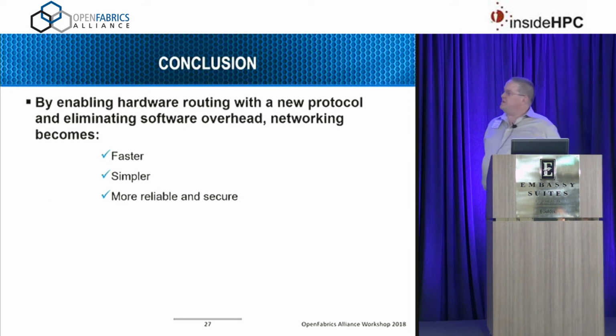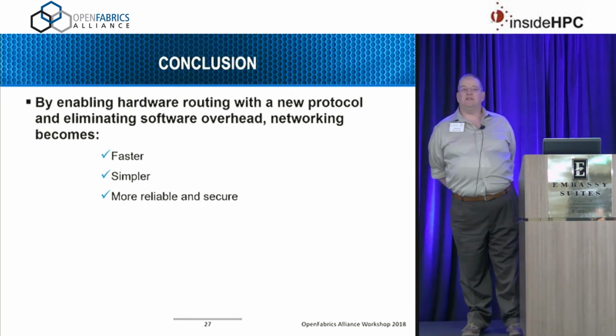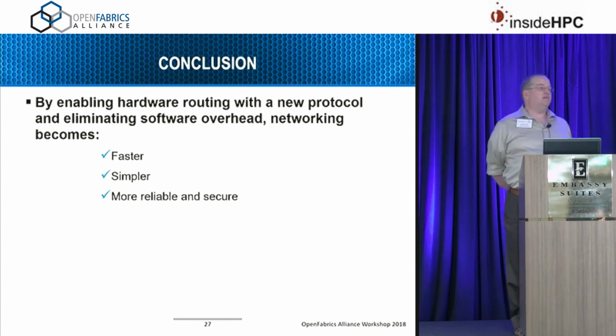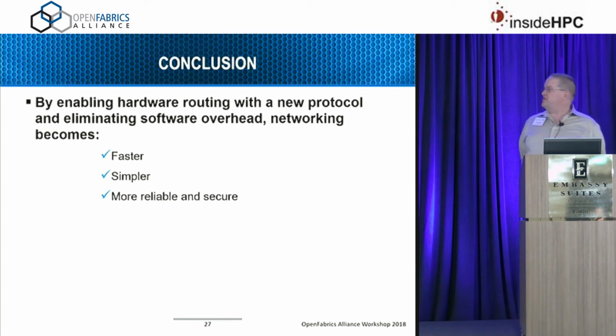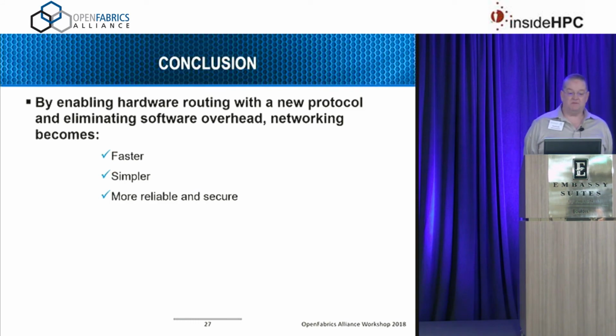So in conclusion, we believe that by enabling hardware routing with a new protocol and supporting that with standard APIs and frameworks, we actually have a network implementation that is compelling in some of its features and some of its capabilities.